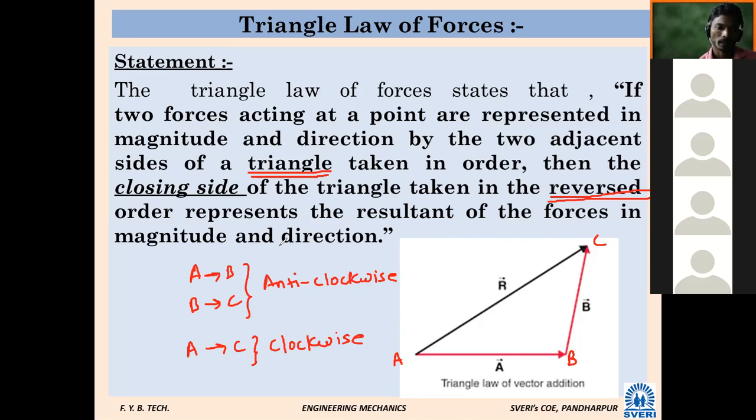But in case of parallelogram law of forces, the question may be asked as state and derive. State and derive parallelogram law of forces means there we have to go for derivation to calculate resultant R. Here there is no derivation, only the statement. So have you noted down this statement? Only the statement and this figure, A to B, B to C and the resultant. Either you can note it down or take a screenshot, and afterwards write it in your notebook. Shall we go next?